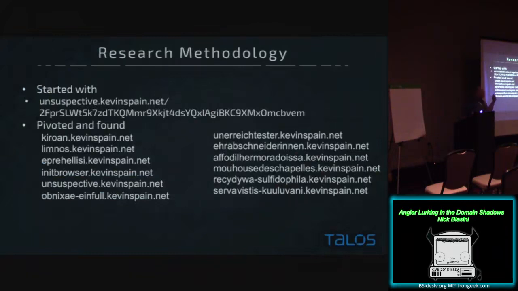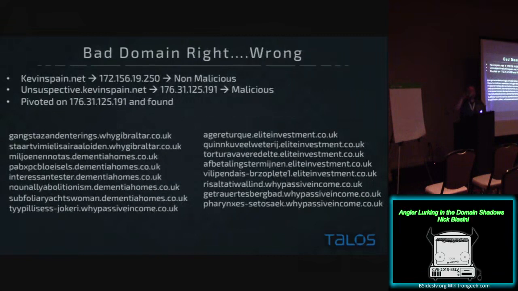Take, for instance, the first domain that was listed on that slide a couple slides ago, unsuspective.kevinspain.net. I was like, okay, this is an interesting domain. Let me look and see what other subdomains are hosting Angler activity. I was able to pivot, and this is just a small subset, but as you can see here, there's a fair amount of subdomains being utilized by Angler. Now, my initial thought, as with most people, would be, okay, it's a bad domain. Seems really logical, right? And that isn't actually what I found, though.